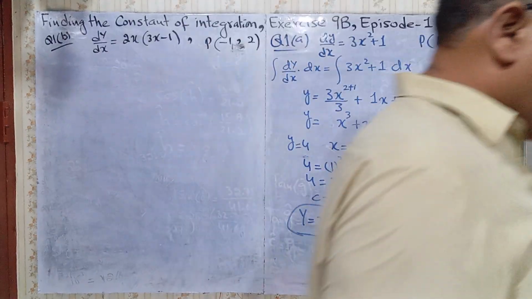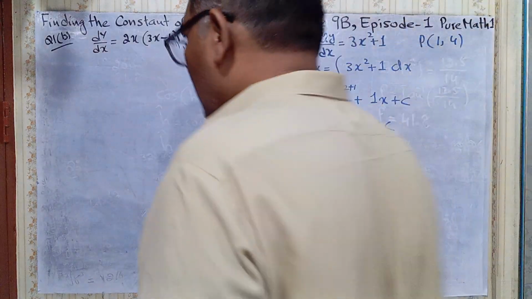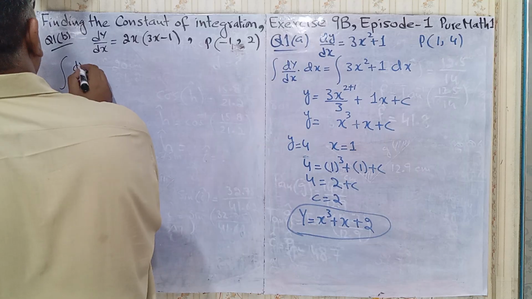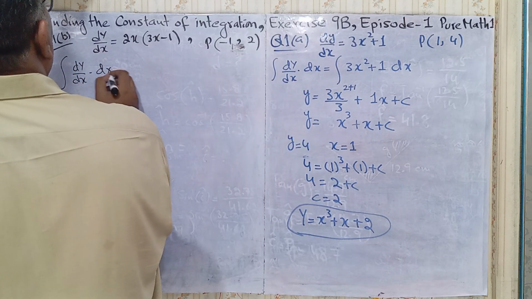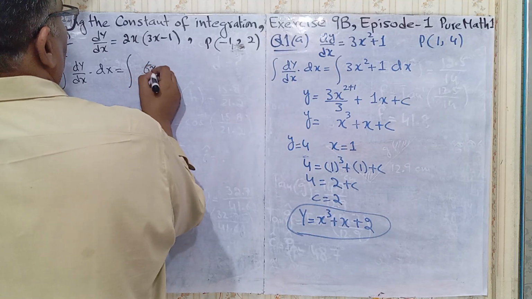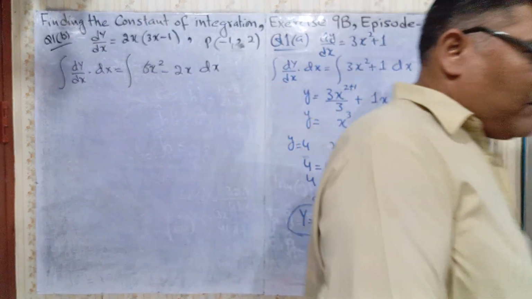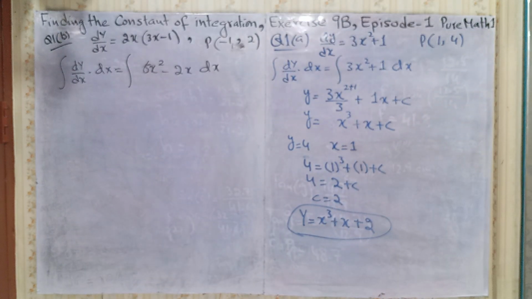First of all I am going to integrate this. dy by dx equals 2x, bracket start 3x minus 1, bracket close, and the point P is (minus 1, 2). So we will integrate this. The integral of dy by dx dx is equal to the integral of 6x squared minus 2x dx. I have simplified this: I multiplied that 2x with the bracket, so you have 6x squared minus 2x.